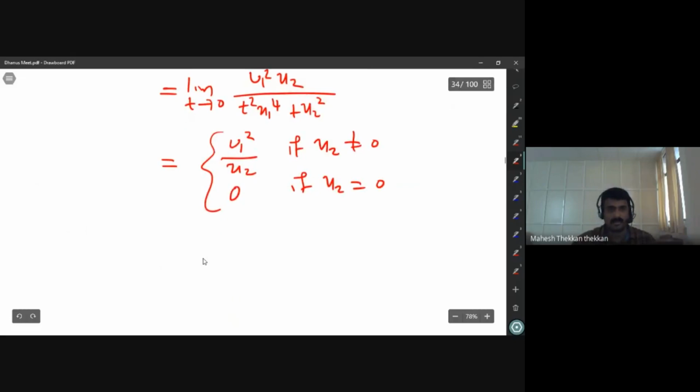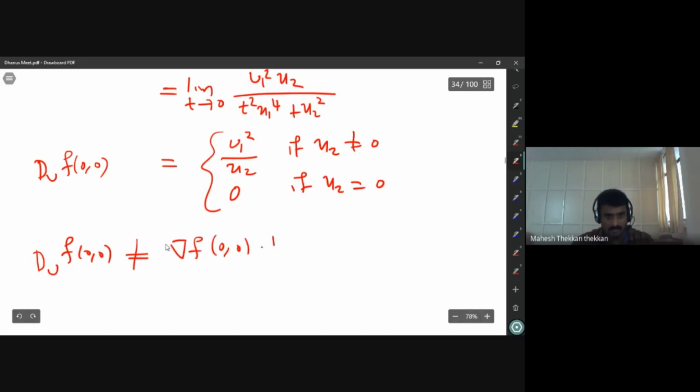Now what is this value? This value is nothing but D_u f at (0, 0), the directional derivative of f in the direction of u at (0, 0). Now I wanted to check whether this is not equal to ∇f(0, 0) dot u. This is the thing I wanted to do.